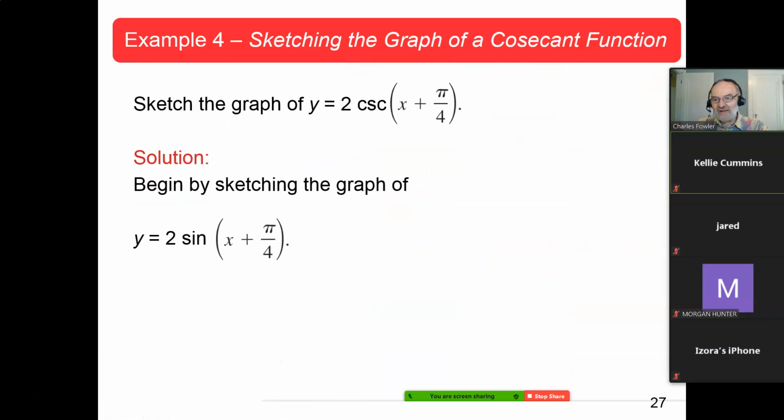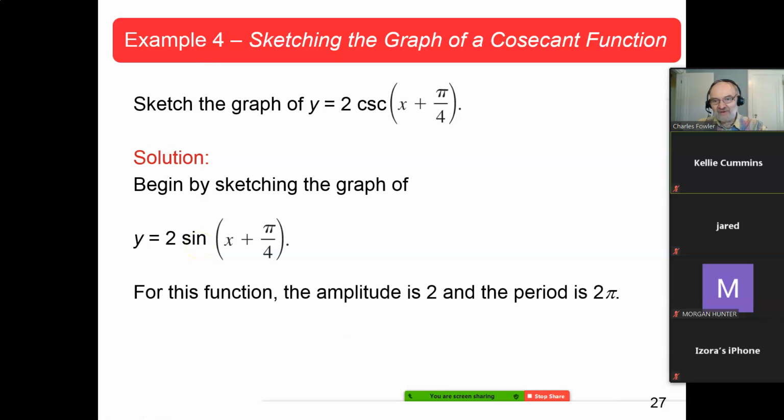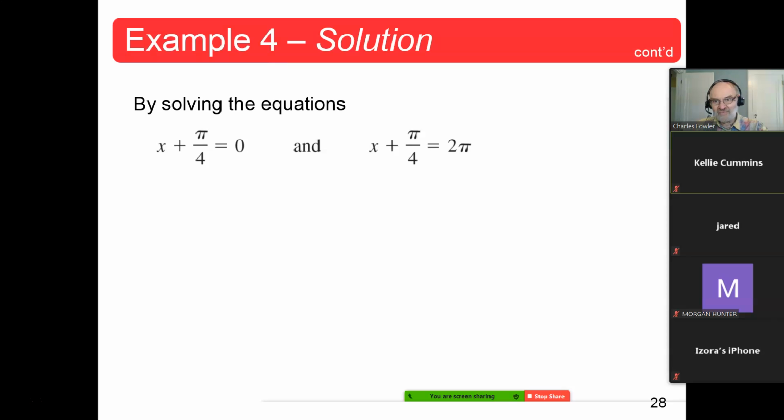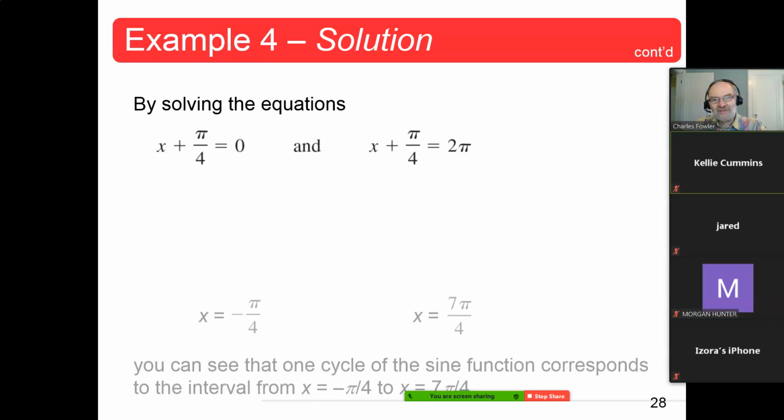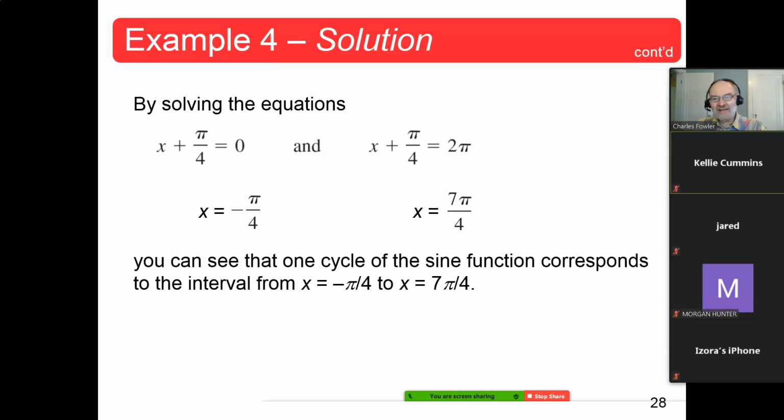Begin by sketching the graph of exactly the same thing except you put sine in instead of cosecant. So let's graph that first. For that function, the amplitude is 2. The b is 1, so the period is 2 pi, and the phase shift is minus pi fourths. They do this by the equations, and you can do it that way if you want to. It's perfectly fine. That gives you minus pi fourths and 7/4 pi.